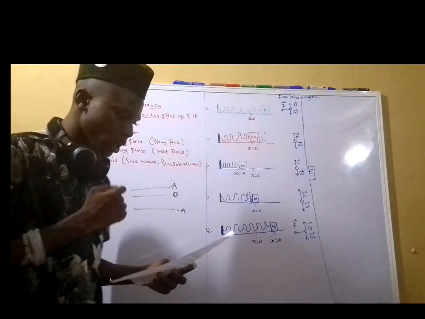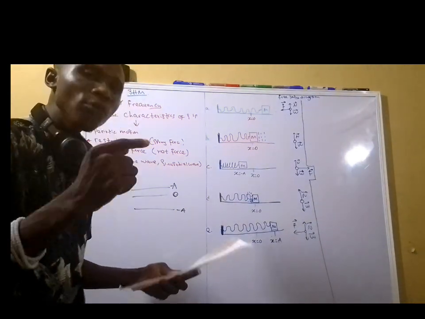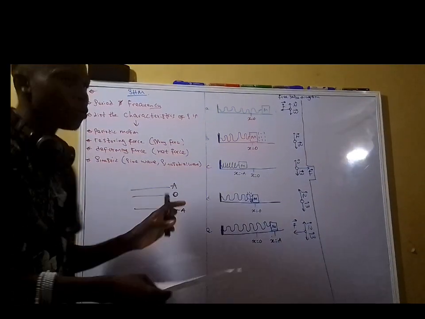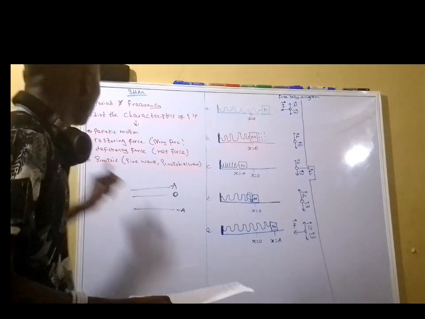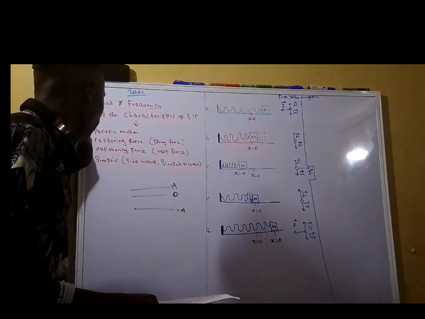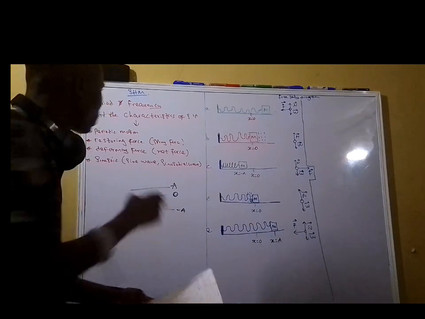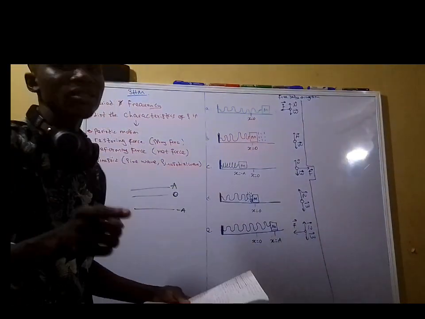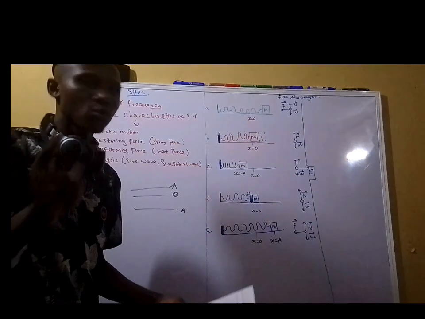Now if you are to look at this guys, moving to some important things, that is one aspect of periodic motion. Then let me explain what we call restoring and deforming force. These two things will help you understand the equation and characteristics of simple harmonic motion I want to explain later.